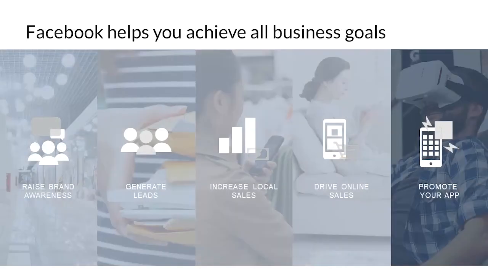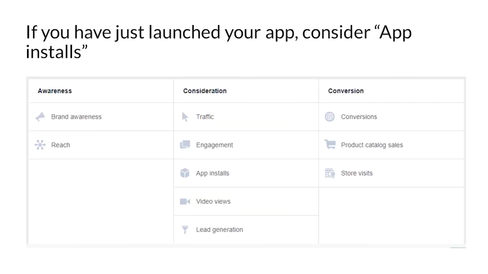Finally, if you need to promote your app, you can either select app installs. If you've just launched your app, then you want to get as many of your target audience to download your app. In this case, if you want to get app downloads, you'll select the app installs campaign objective. You can get app installs for an app that you launched either on the iOS store or the Android store.